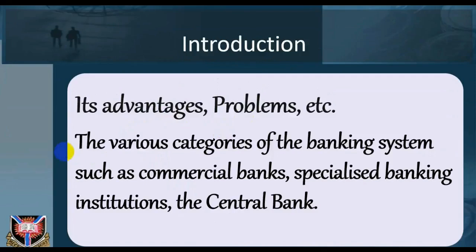We will also examine a related system to money, banks. While money is the medium through which economic exchanges take place, banks serve as a useful medium through which those who need money are brought into contact with those who have money, which they do not presently need. In this session, we will examine various categories of banking system, such as commercial banks, specialized banking institutions, and the third main element, which is central banks.